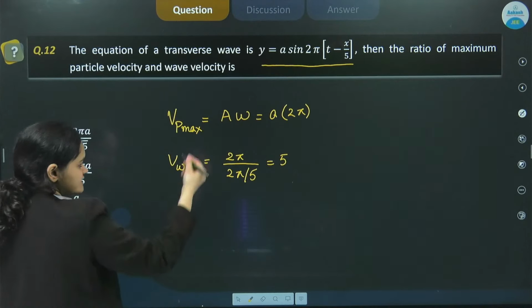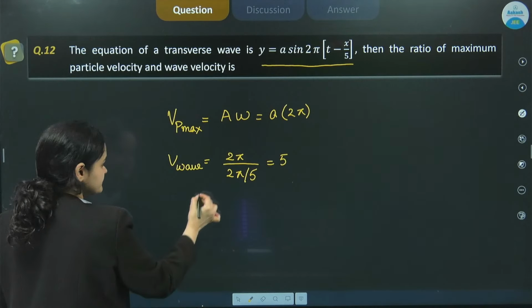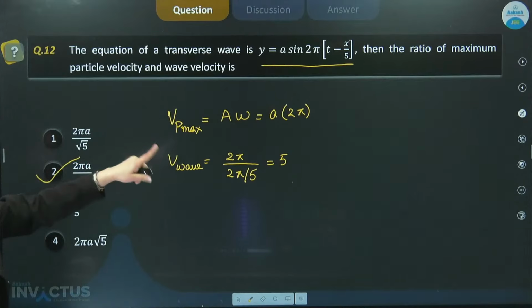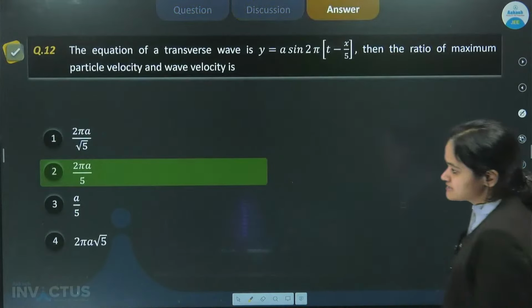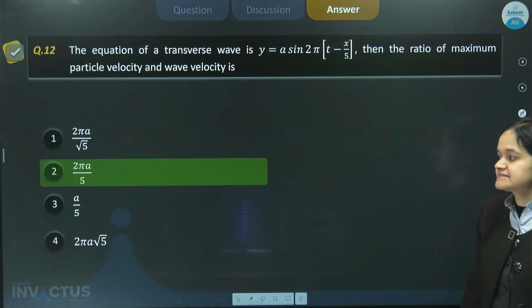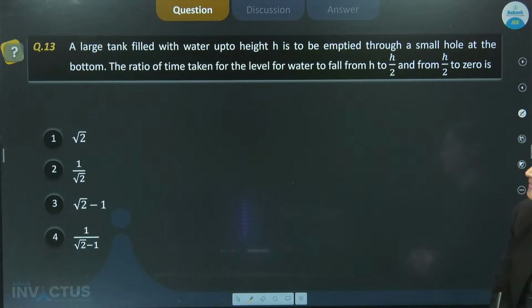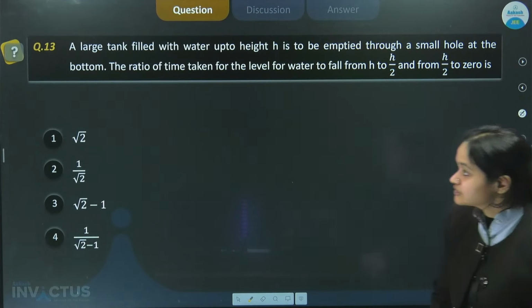All right, so we can see the ratio is turning out to be this. 2 pi a divided by 5 is going to be the answer for this question, the ratio. All right, next, let's check the answer. Yeah, it's the option 2. Fine. Now question number 13, sorry.